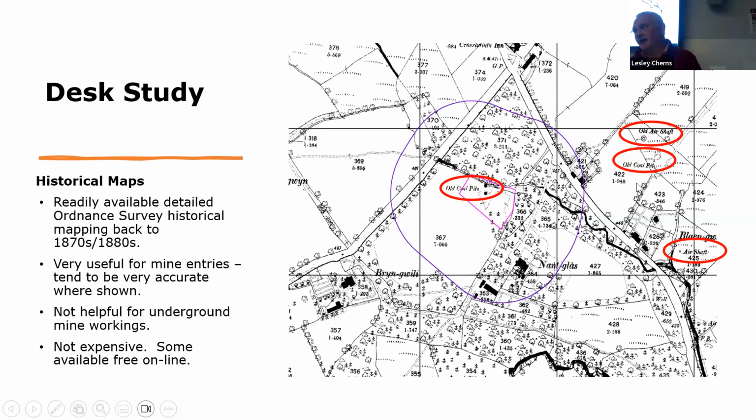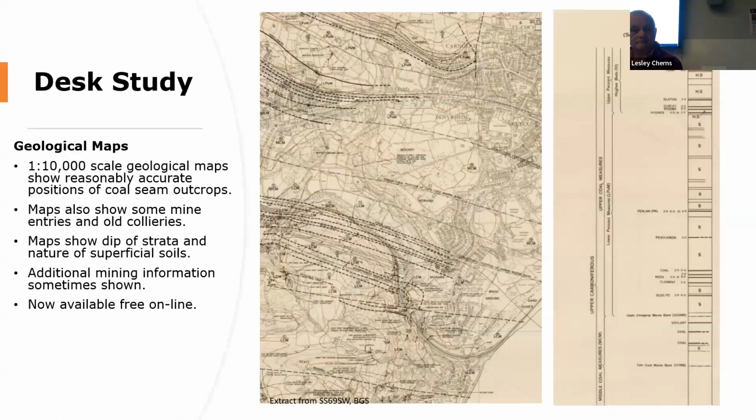They're not very helpful for underground workings, apart from in general terms, like if you've got a mine shaft here, you know there's workings underground somewhere there. They're not expensive. You do have to buy them if you get the full set, but there's lots of places now where you can get them within 10 minutes online. But some are actually free online as well.